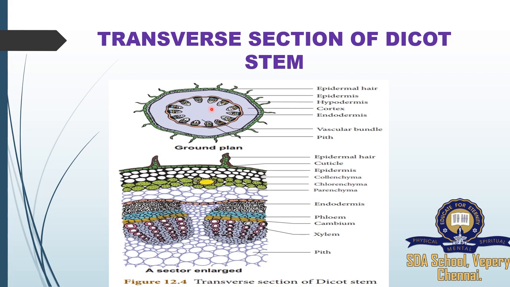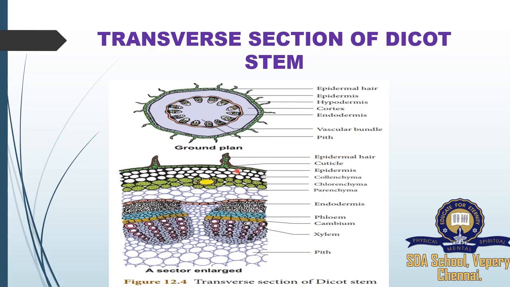We can easily see this when we cut the stem, but the inner parts are only visible through the microscope. In the microscope we have a transverse section. First the layer epidermis. After that we have a cuticle. What is the function of cuticle?